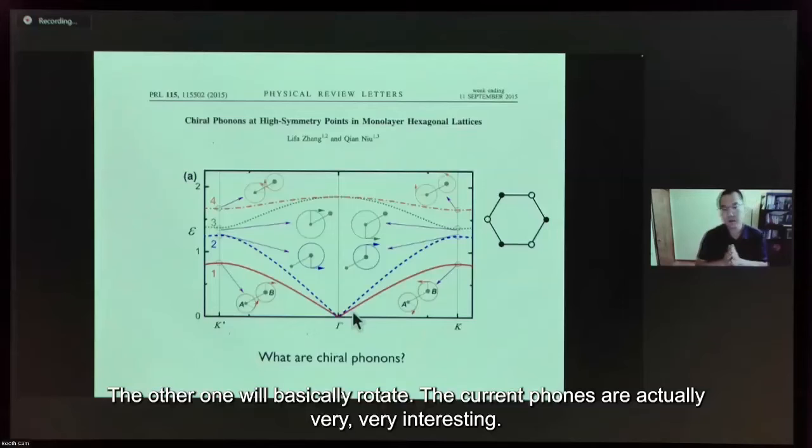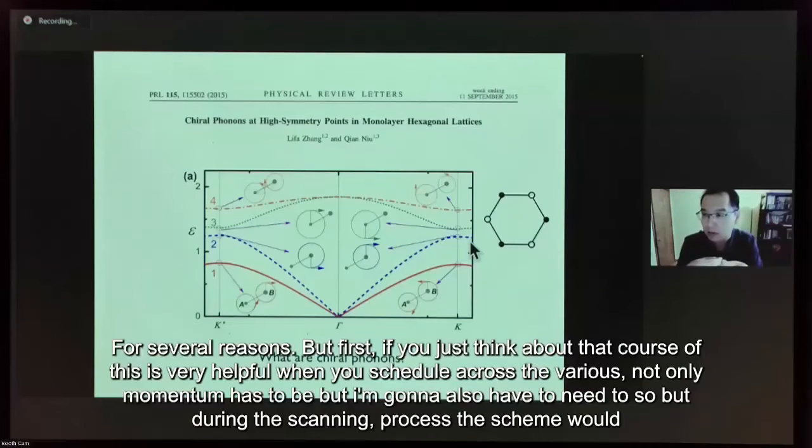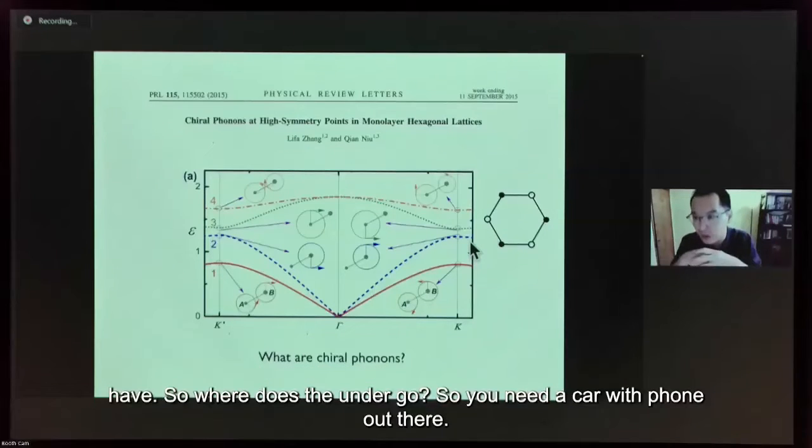Chiral phonons are very interesting for several reasons. First, think about the transition metal dichalcogenides, when you have inter-valley scattering. Because of the spin-valley coupling, when you scatter across the valleys, not only does momentum have to be conserved, but the angular momentum also has to be conserved. But during the scattering process, the spin has to flip sign. So where does the angular momentum go? You need a chiral phonon there to carry angular momentum to make the entire angular momentum conserved. And since we're talking about angular momentum, another very famous effect is the Einstein-de Haas effect.